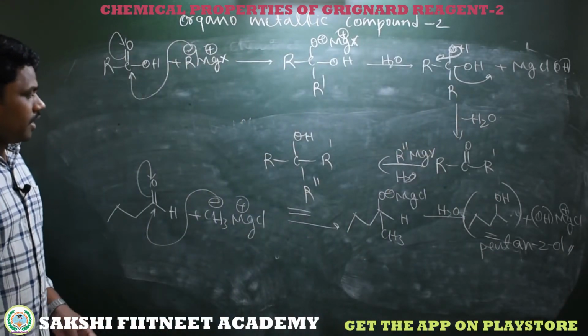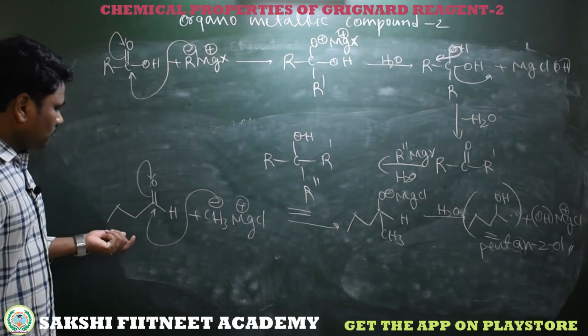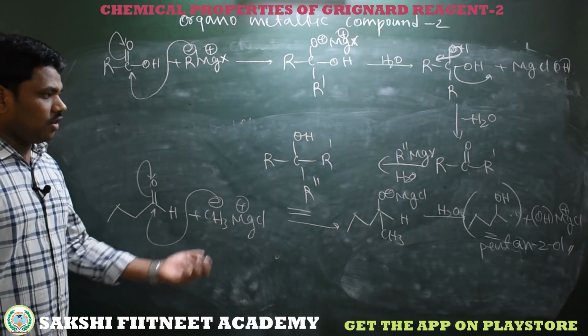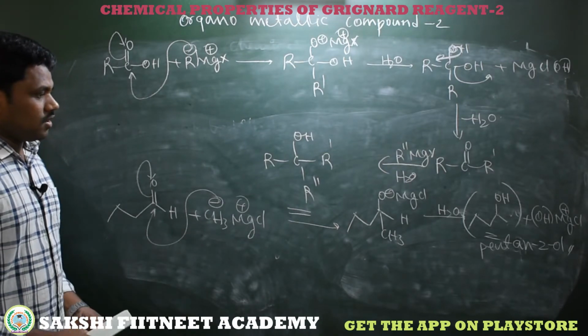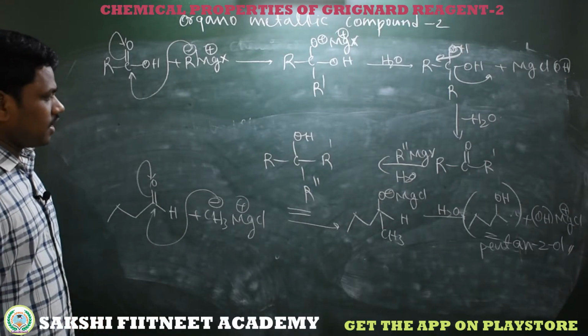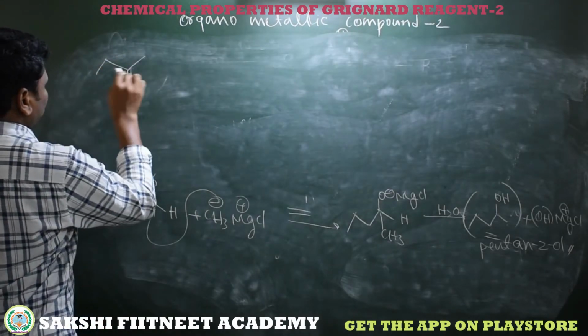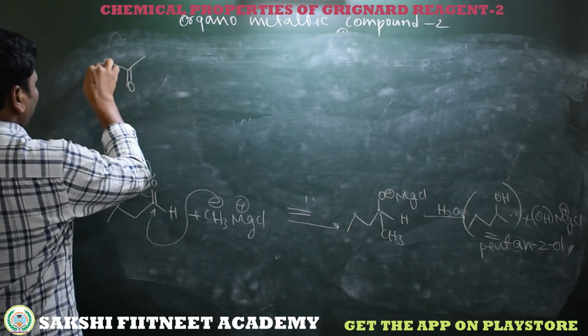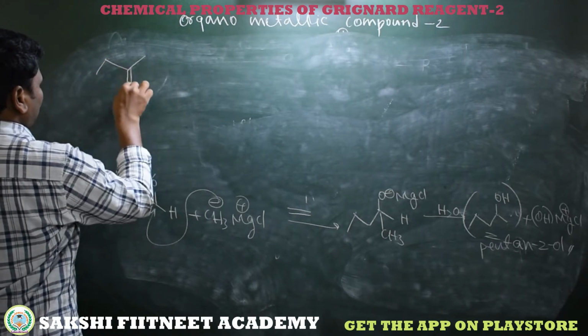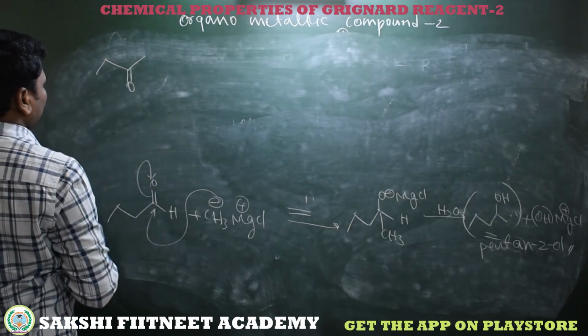Pentane-2-ol. So we prepared a pentane-2-ol from butanol, treating with this Grignard reagent. So shall I take another example with a ketone? I am taking a ketone. So this is a ketone: 1, 2, 3, 4. At the second position we have a carbonyl carbon. So what is the IUPAC name of this ketone?